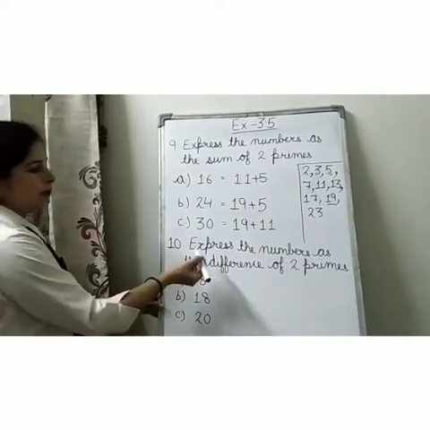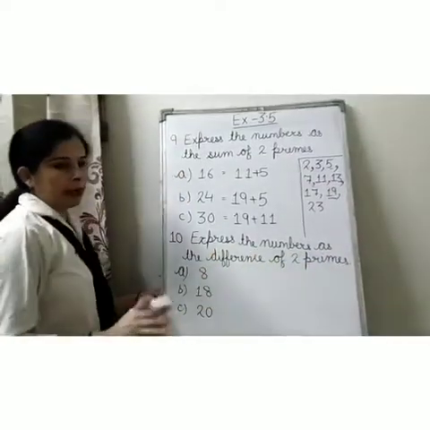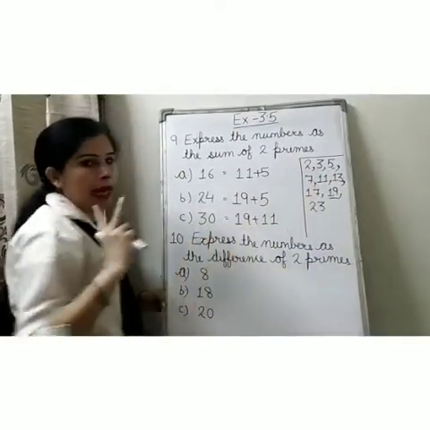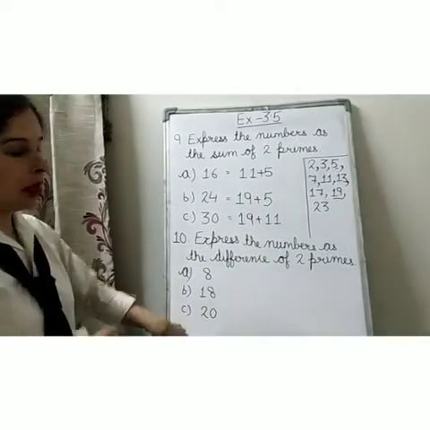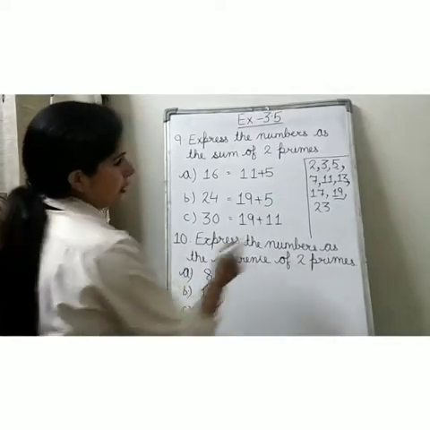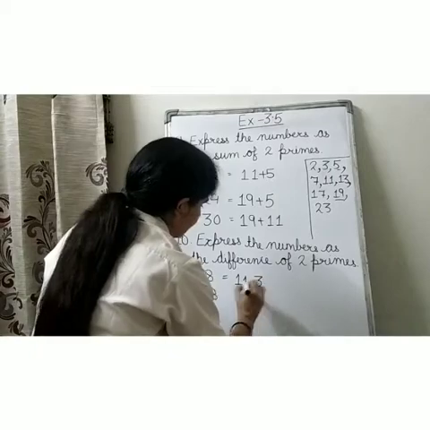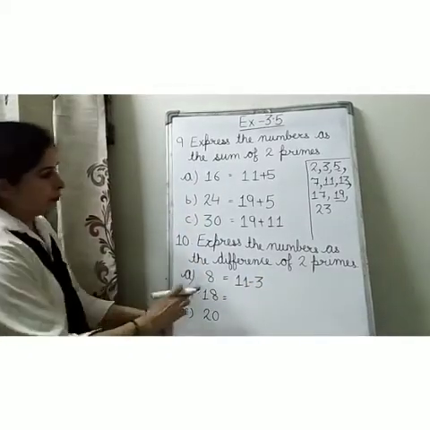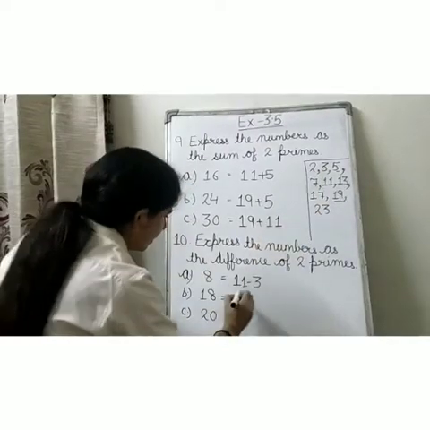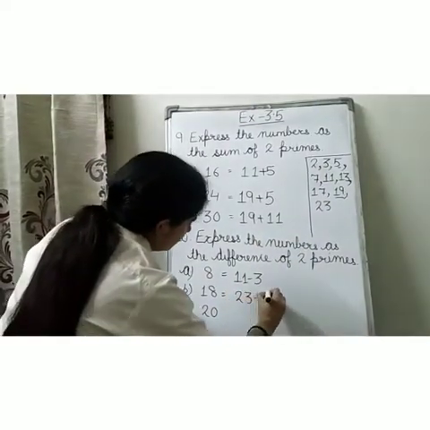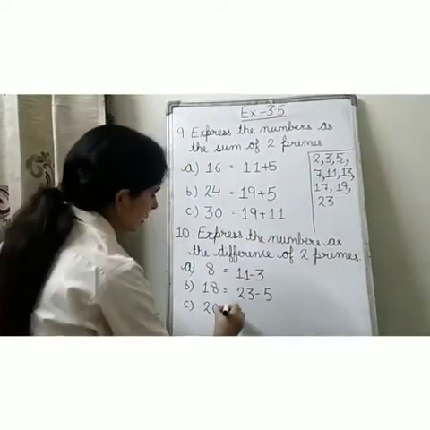Our next question is, express the numbers as the difference of two primes. Same method. We have to use any two prime numbers whose difference is 8, 18 or 20. For 8, we can use 11 and 3. 11 minus 3 is equal to 8. For 18, we can use 23 minus 5. And for 20, we can use 23 minus 3.